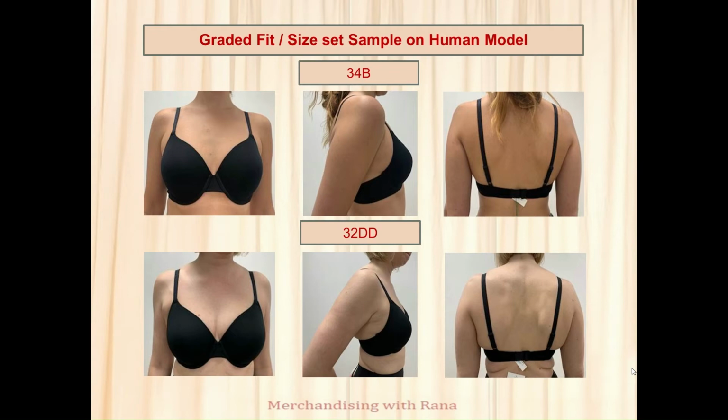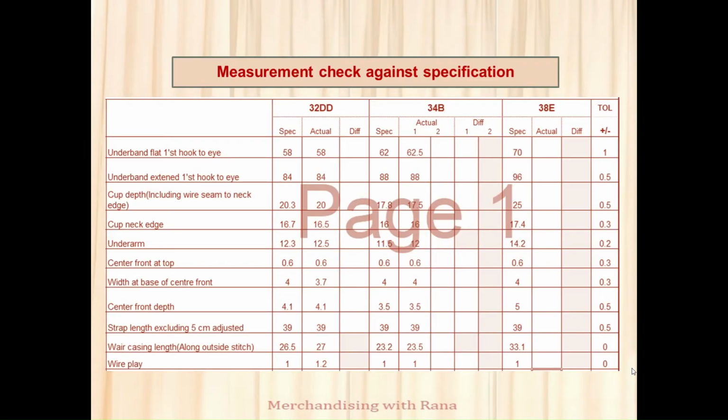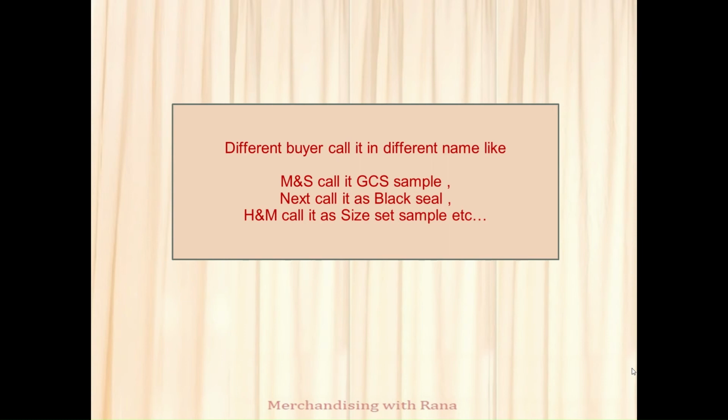Here you can see a graded fit or size fit sample on a human model. And here is one spec sheet where actual measurements have been taken against the standard one. Different buyers call it by different names, like M&S calls it graded counter seal or GCS sample. Next calls it black seal sample. H&M calls it size set sample.